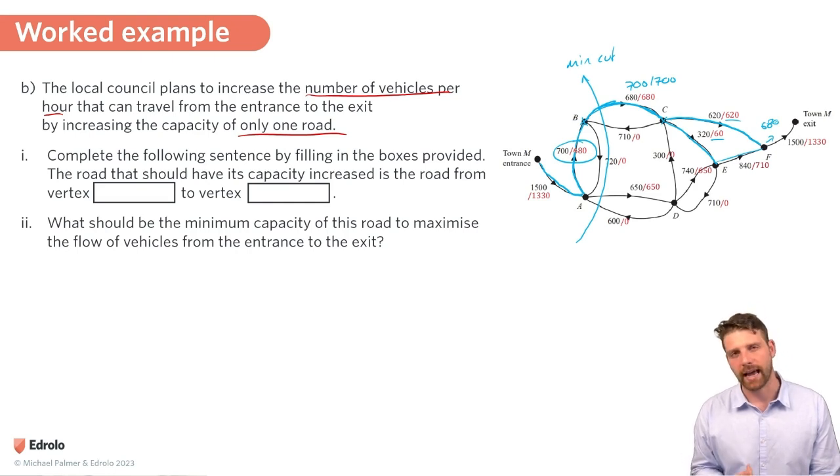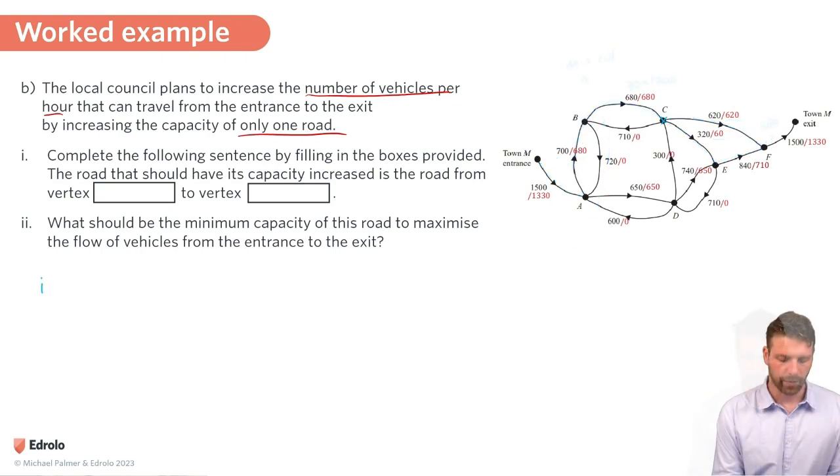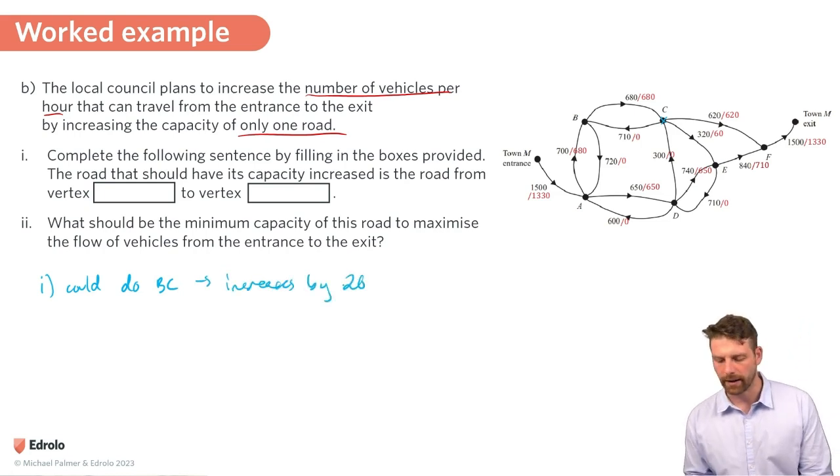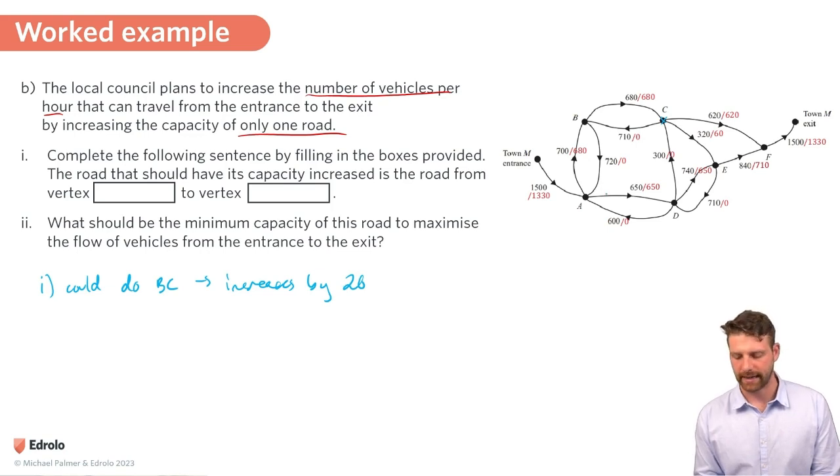And now I need to check AD to see if I can do any better than that. So I'm going to clean up the diagram here. So for part 1, I guess we've got an option. Could do BC, which increases by 20. Okay, so that could work, but maybe we could increase AD as well.